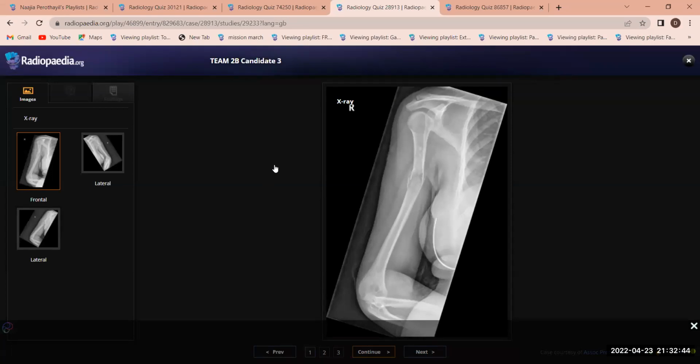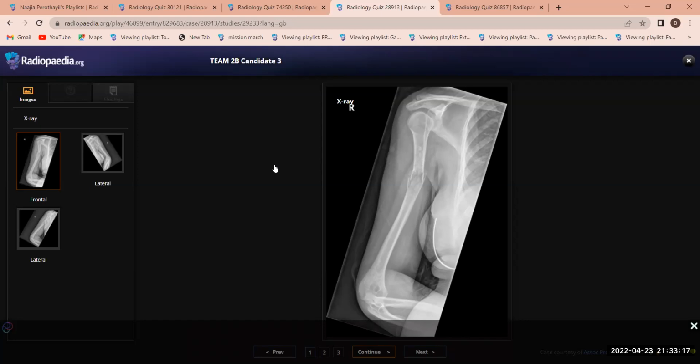Okay, so I'm presented with a frontal radiograph of the right humerus of a skeletally mature patient, in which I can appreciate there is a cortical break in the mid diaphysis of the humerus with slight lateral displacement of the distal end of the fracture. And there appear to be some lytic areas as well as some sclerosis within the humerus. So I suspect this to be a pathological fracture.